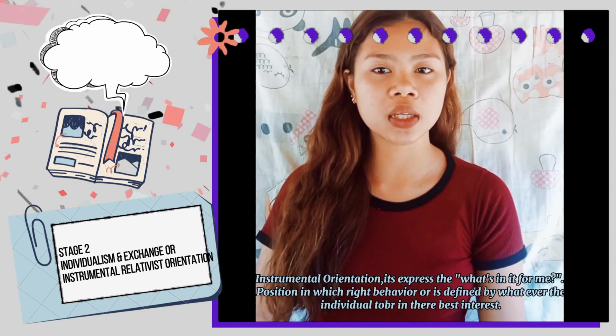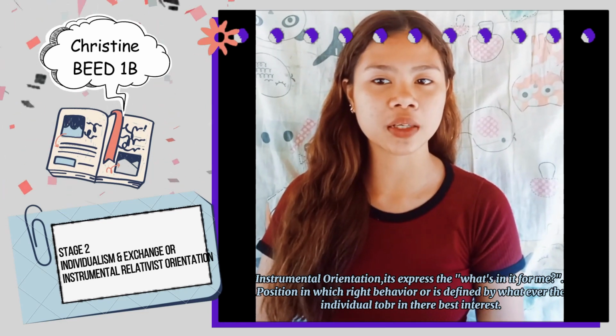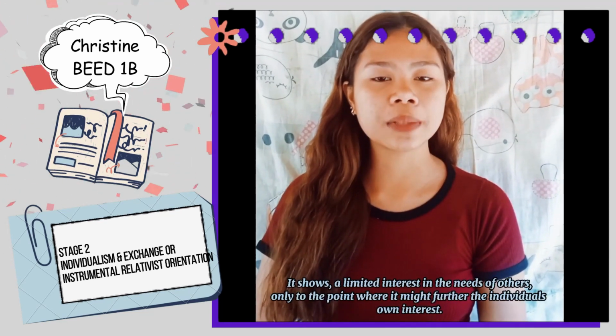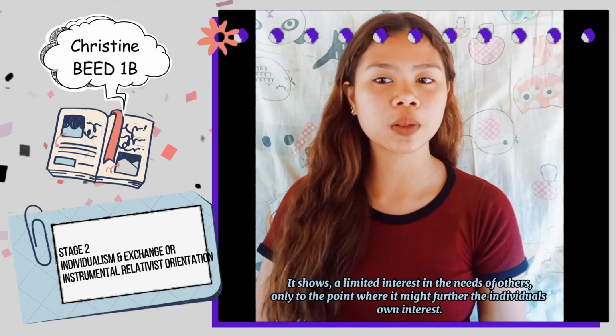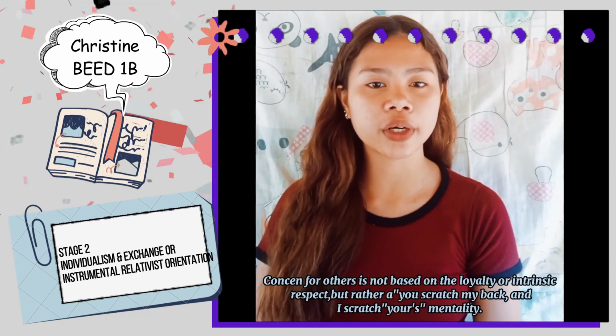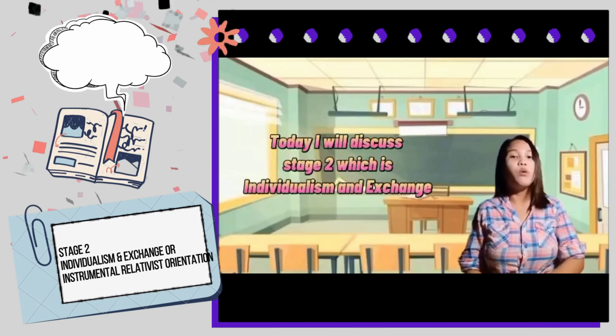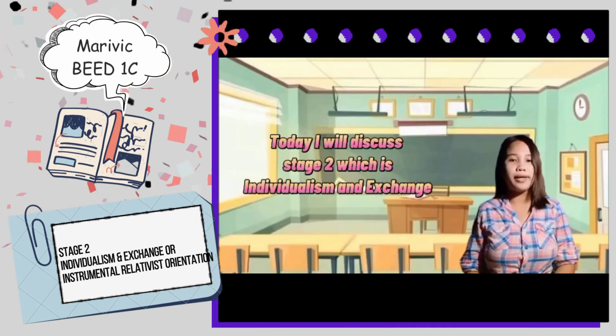It expresses the what's in it for me position, in which right behavior is defined by whatever the individual believes to be in their best interest. It shows a limited interest in the needs of others, only as it might further the individual's own interest. Concern for others is not based on loyalty or intrinsic respect, but rather as you scratch my back, I'll scratch yours. Today, I will discuss stage 2, which is individualism and exchange.